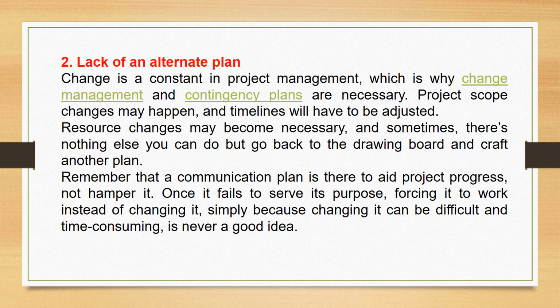Secondly, lack of an alternate plan. So change is a constant in project management, which is why change management and contingency plans are necessary. So project scope changes may happen and timelines will have to be adjusted. So resource changes may become necessary, and sometimes there is nothing else you can do but go back to the drawing board and craft another plan. So remember that a communication plan, guys, is there to aid project progress, not hamper it. Once it fails to serve its purpose, forcing it to work instead of changing it simply because changing it can be difficult and time consuming is never a good idea. Okay?